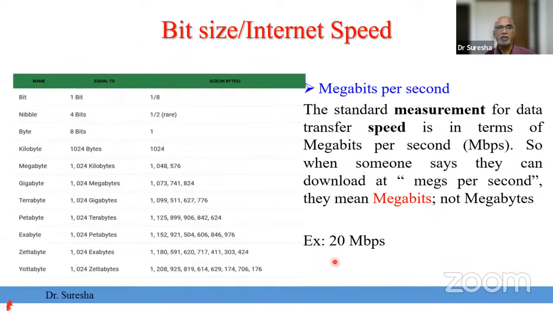When you talk about speed and all those things, we always say megabits per second. What is this exactly? What is a bit? A bit is 1 bit, or 1/8 of a byte. That's what it is, this is just for the understanding.